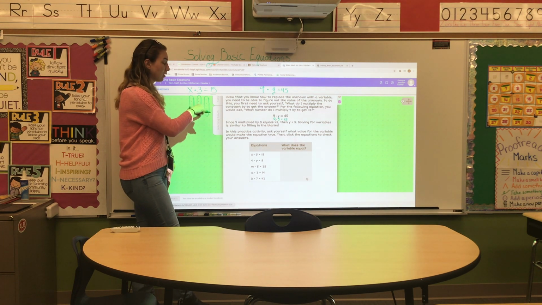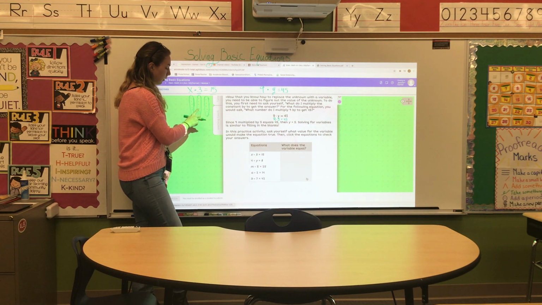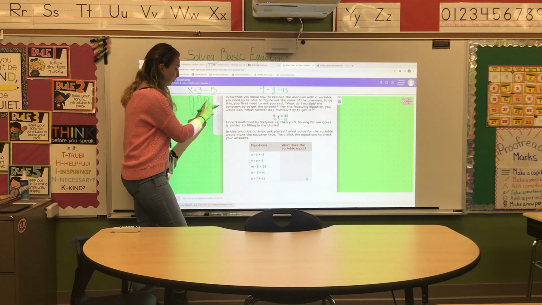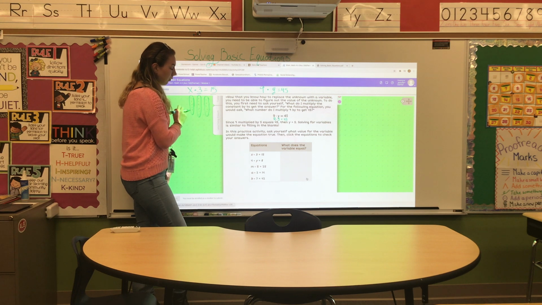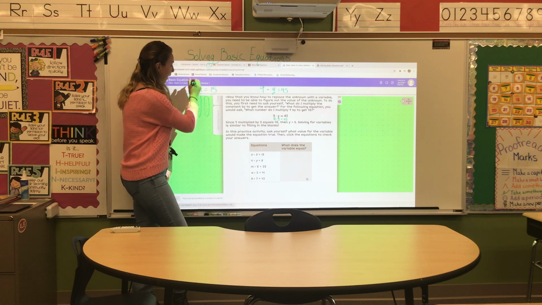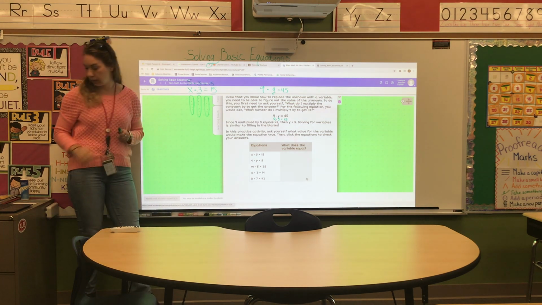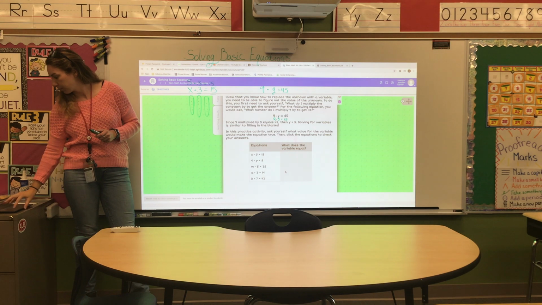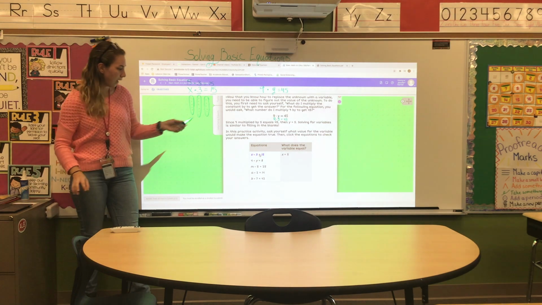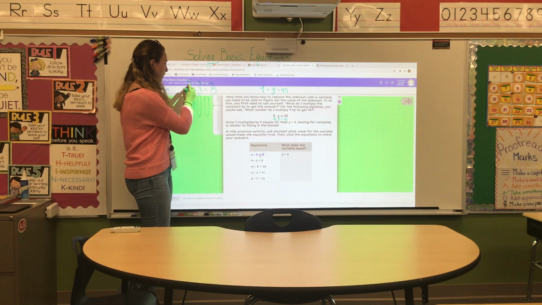I'm going to double count these ones just to make sure. 1, 2, 3, 4, 5. All right, so far so good. Just triple check. 1, 2, 3, 4, 5. My x should be 5, so this equation should be 5 times 3 equals 15. Let's click on it and see if we're right. X equals 5. Look at that, guys, we did it.